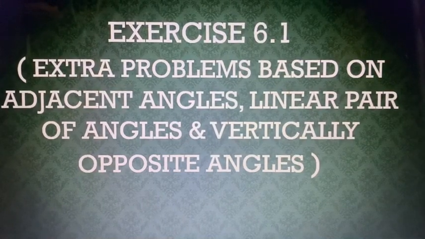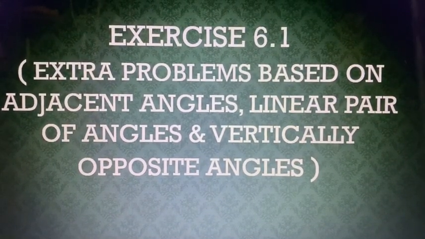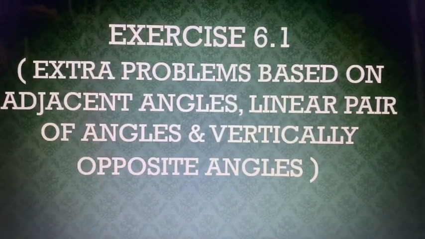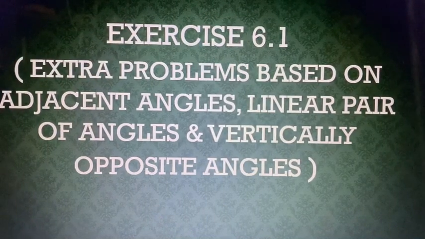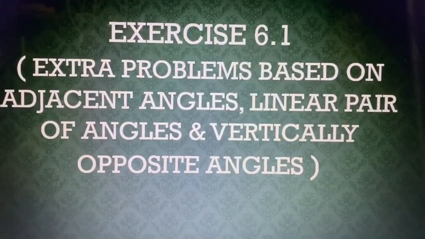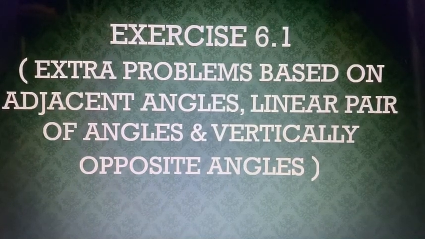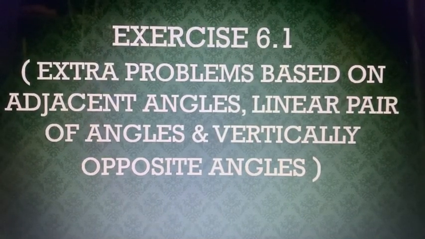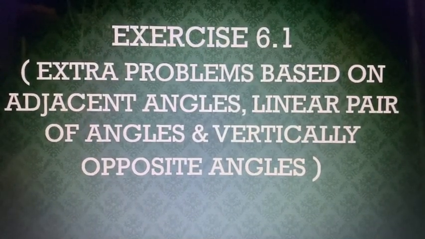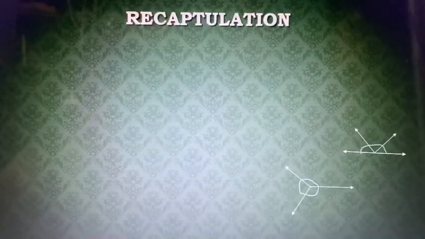Okay students, now we'll move on to the exercise problems. I'm going to call these problems also exercise 6.1. Again, they are not from the reader exercise. They are extra problems based on adjacent angles, linear pairs of angles and vertically opposite angles. Before solving the problems, we'll just recapitulate the concepts.